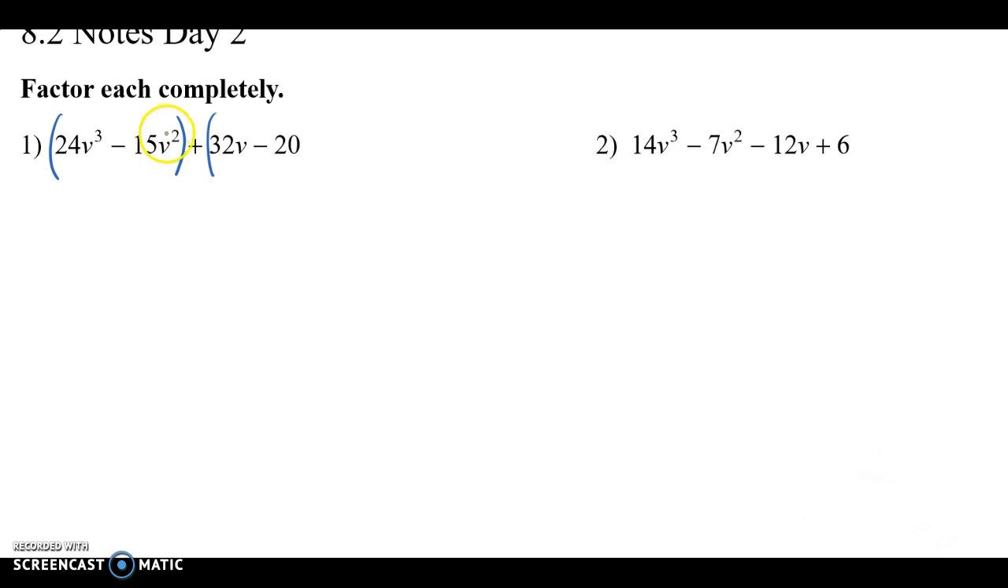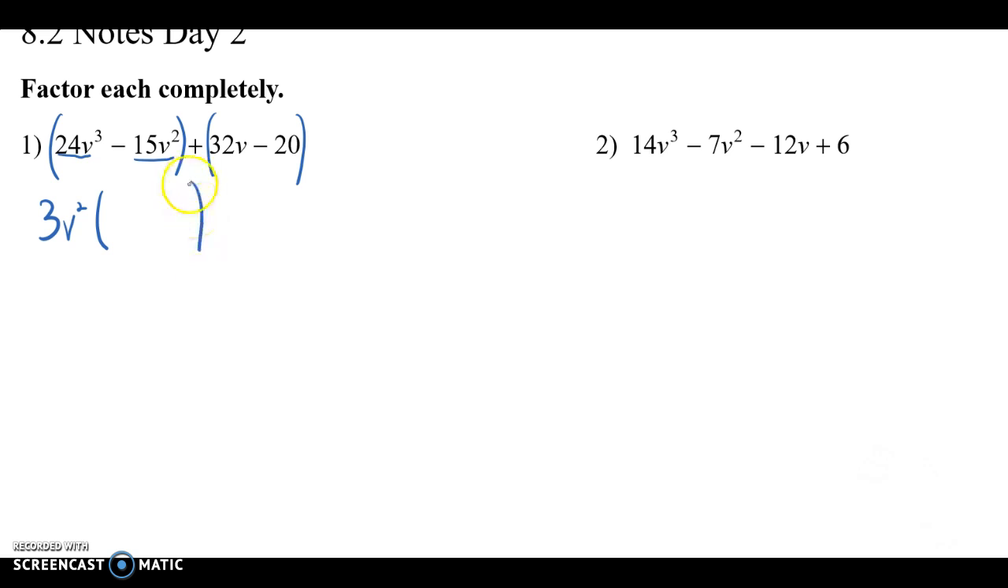So I'm going to group the first two terms together into one binomial and group the second terms together as well. For the first two terms, we're looking for a GCF. What goes into both of those terms? Well, between the 24 and the 15, I know 3 goes into both of them. V to the third and V to the second, I take the smaller one again, so V squared goes into both of them.